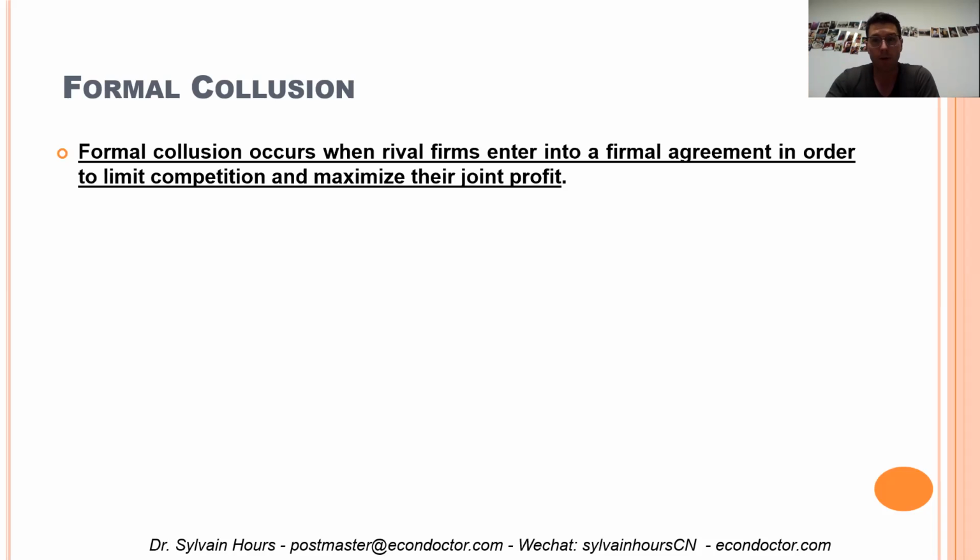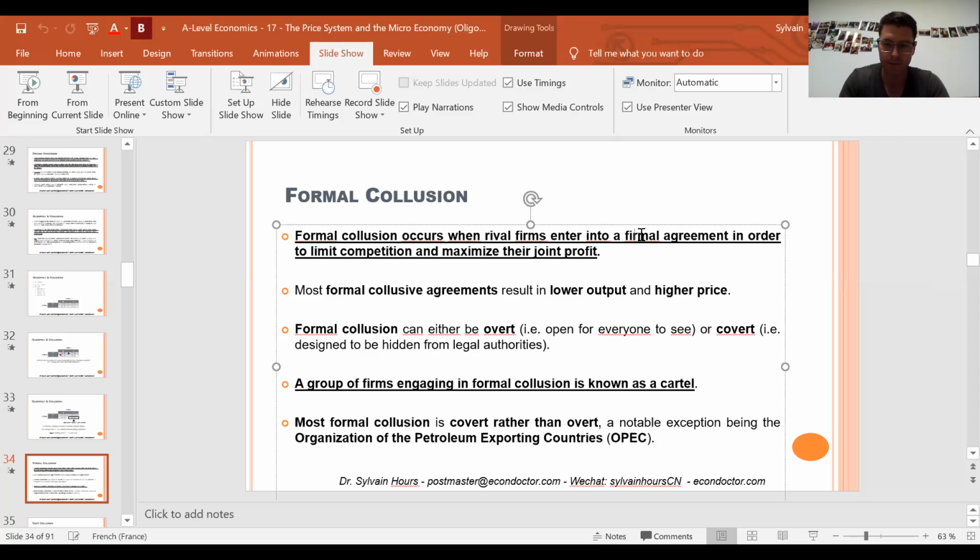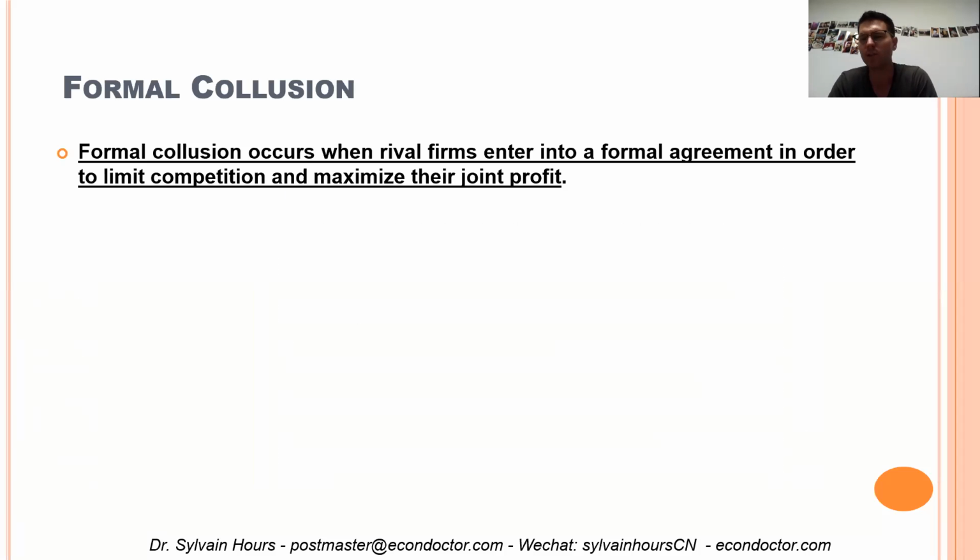Okay. Formal agreement, and not informal. Let me correct that right away. So, okay. Formal means that you could call that a written agreement. Okay, it's not, as we will see, this is different from tacit. So they actually meet. They might do that in secret because collusion is illegal in most countries.